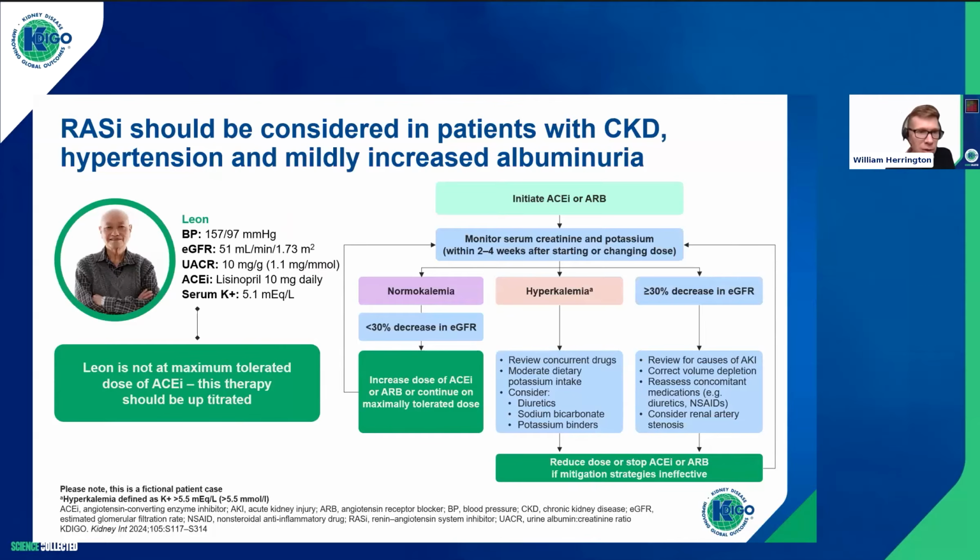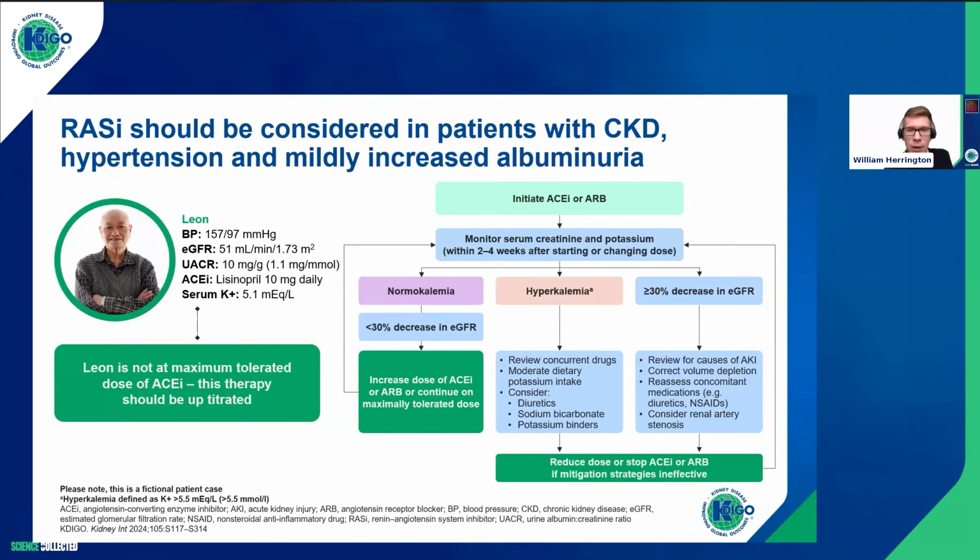So Leon's not on maximum tolerated ACE inhibitor. He's got poorly controlled blood pressure. He needs to have his dose of RAAS inhibitor, his lisinopril, increased. There is a nice practice point on the right here. This is quite a historical practice point, which has been reproduced in the guideline. The idea that when you initiate a RAAS inhibitor, and if you're concerned when you are changing a dose, you should within 2 to 4 weeks consider whether or not they might have a worsening of a hyperkalemia or a change in their GFR.